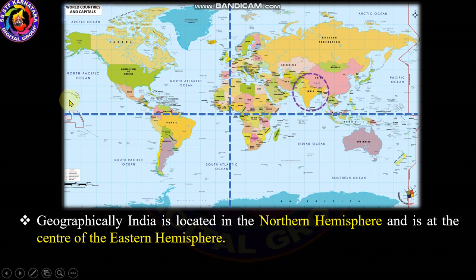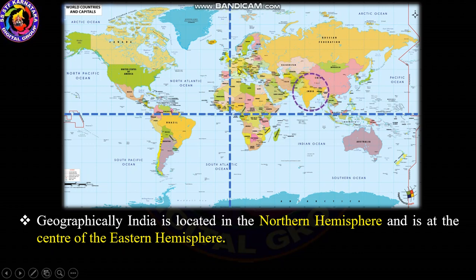Location. Dear students, as you already know the lines of latitudes and lines of longitude. This is the equator or 0 degree latitude. It divides Earth into two parts, northern hemisphere and southern hemisphere. The zone that lies to the north of the equator is called the northern hemisphere. So, India lies entirely in the northern hemisphere.